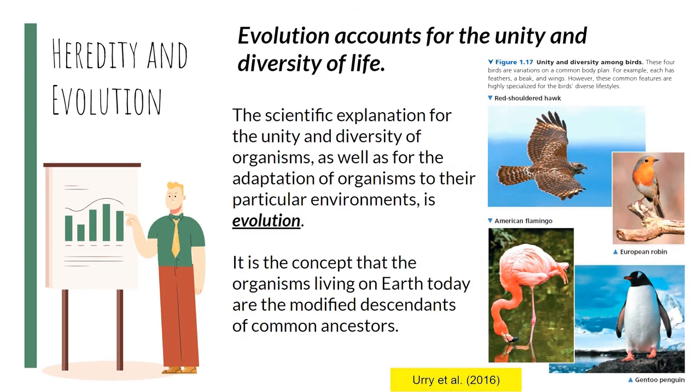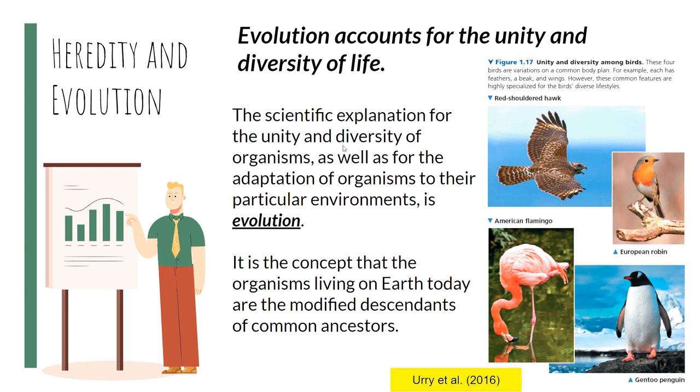Because of heredity and then eventual accumulation of characteristics, evolution accounts for the unity and diversity of life in our planet. So we see here different variations of birds. We have here a red-shouldered hawk, a European robin, an American flamingo, and a Gentoo penguin. Even if they are all birds, they have different characteristics, different traits, different physical appearance that allow them to survive in their environment. So these show us very diverse lifestyles based on their characteristics.